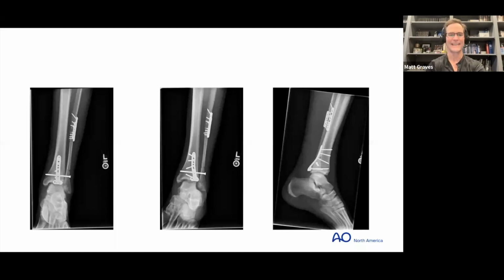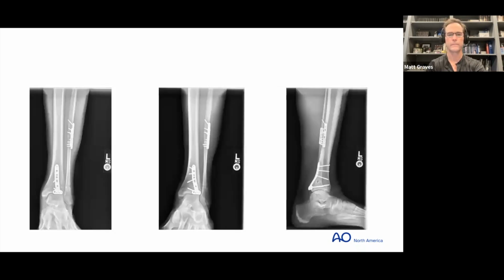I apologize to the crowd out there, but I'm in a hotel room doing this, and so I'm at the mercy of their Wi-Fi, which obviously isn't maybe working so great right now. But so here he is, initially post-op, and then with him healed and his syndesmotic screw out.